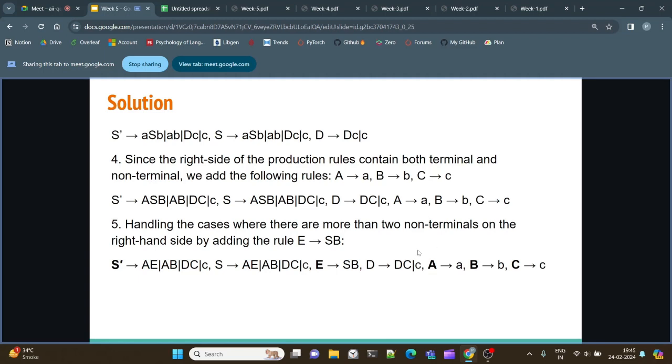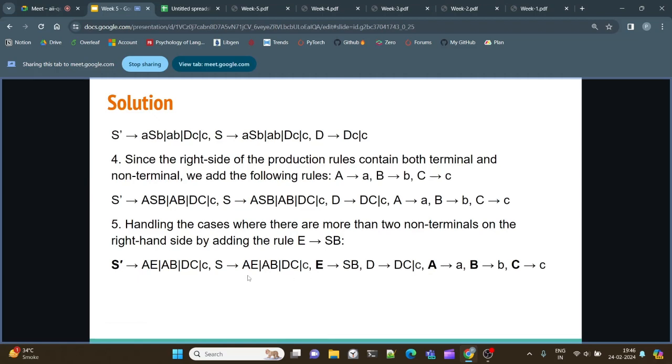Once I'm done with this, the last remaining step is to see the cases where there are more than two non-terminals on the right hand side. One is over here, S dash to ASB. Here there are three non-terminals, which is not allowed. We can have exactly two non-terminals. Again over here. So these are the two cases I need to handle. How do I handle it? I add one more non-terminal, E, which derives SB. Wherever SB was there, I replace it with an E. And so finally, this is the grammar obtained in Chomsky normal form. This abides by all the rules of Chomsky normal form.